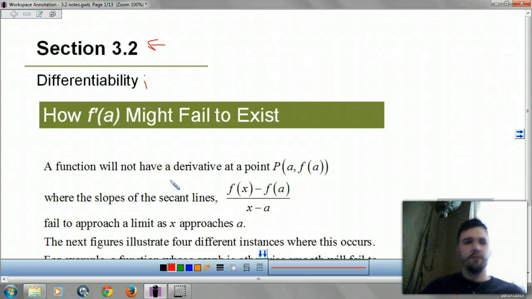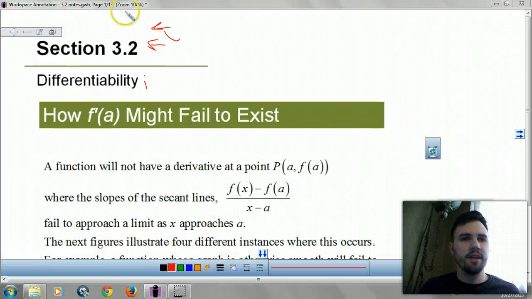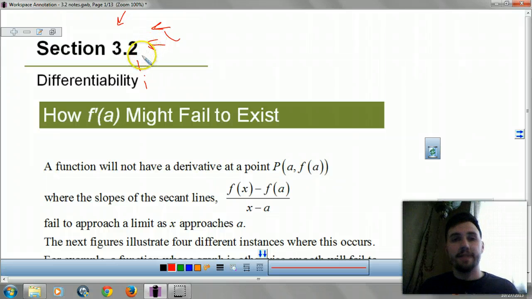Hey there, Calc kids. Today we're looking at 3.2 differentiability, whether or not you can take the derivative of something.